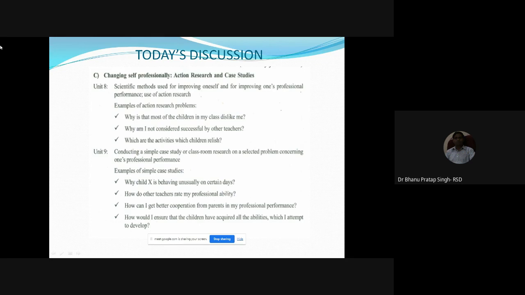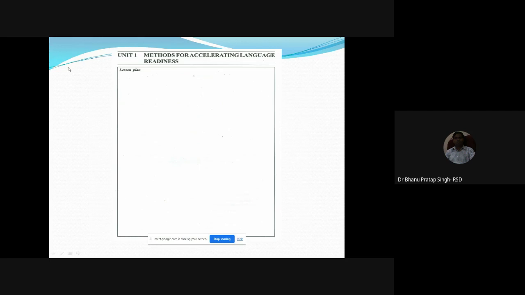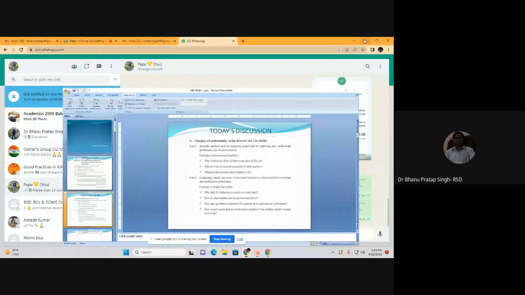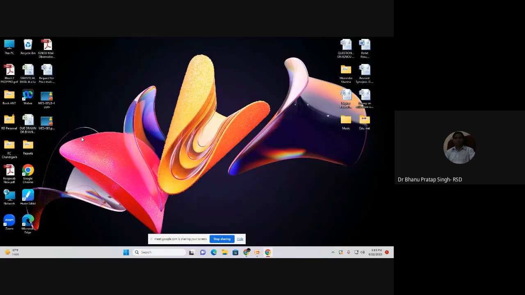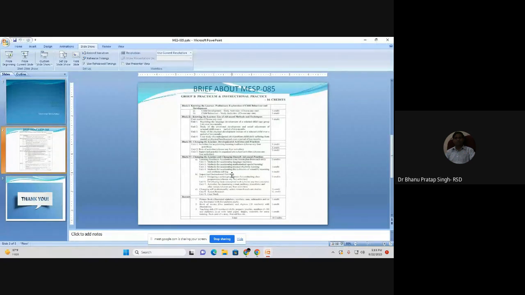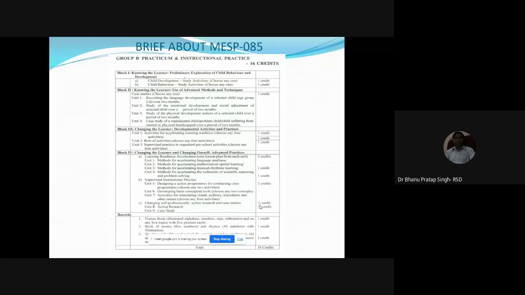So I should go to the first slide to understand what activity we have to choose in part C. Yeah, if you see the chart, from Unit C, one case study and one action research is required, means that is half credit.